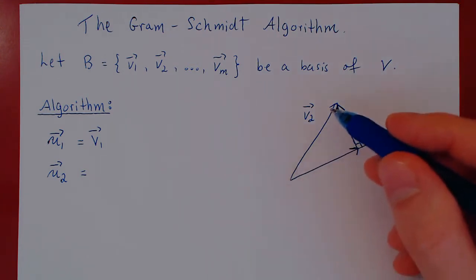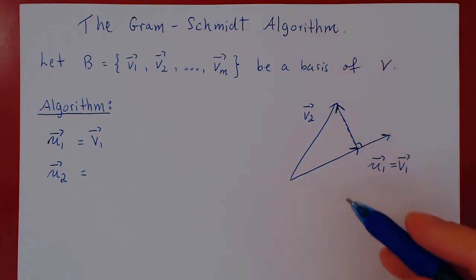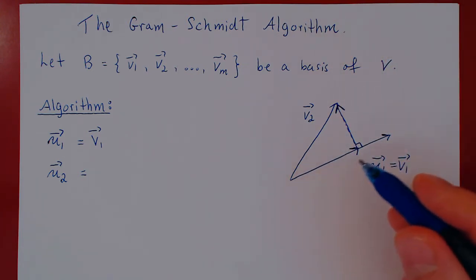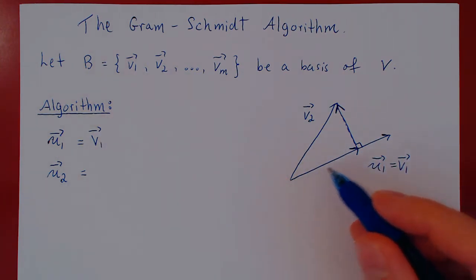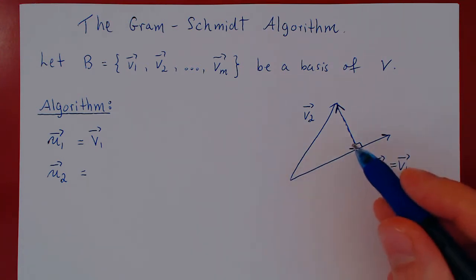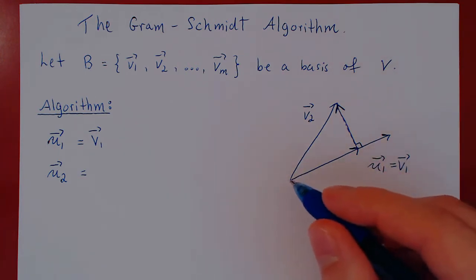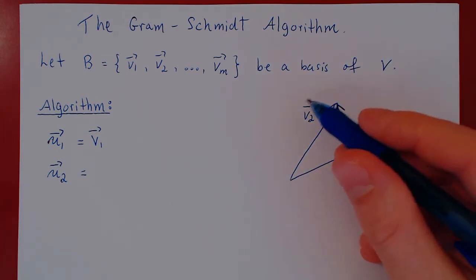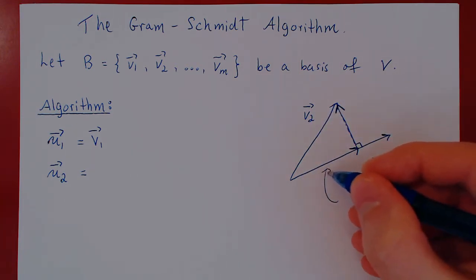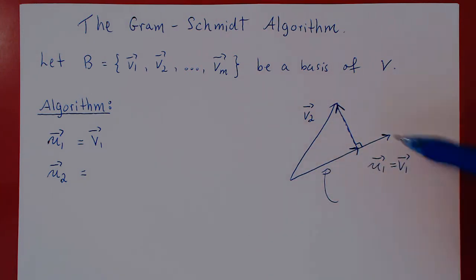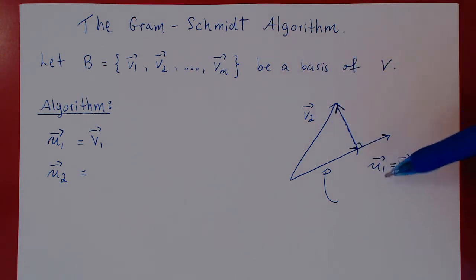So you see vector v2 is simply this vector plus this vector, but if you think of it, you don't need this component of v2 because you already have v1 in your set to span, to generate this dimension. So if you lose this part of v2, you lose nothing because you already have vector v1 to generate this dimension. So we can remove from v2 this vector. But what is this vector? It is the orthogonal projection of vector v2 onto vector u1.